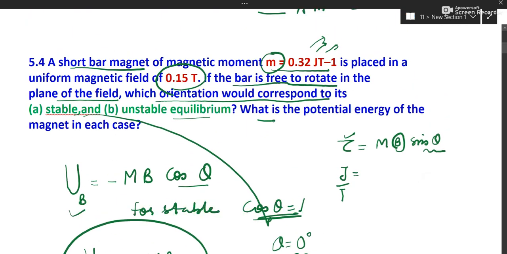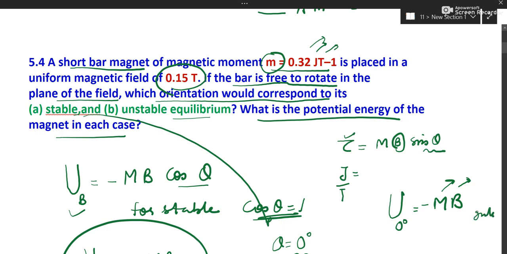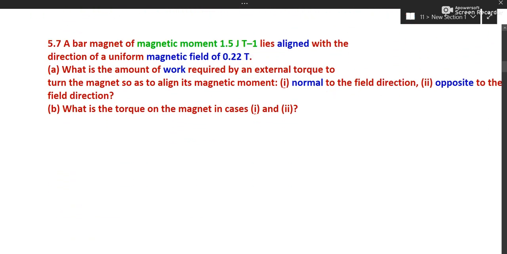What is the potential energy of the magnet in each case? I have told you the potential energy in case of stable, that is 0 degree, it is minus mB. You can just substitute m and B and report the answer in joules. Similarly for 180 degree, that is for unstable equilibrium, this is plus mB. Just substitute, which is asked. Getting to the next question.